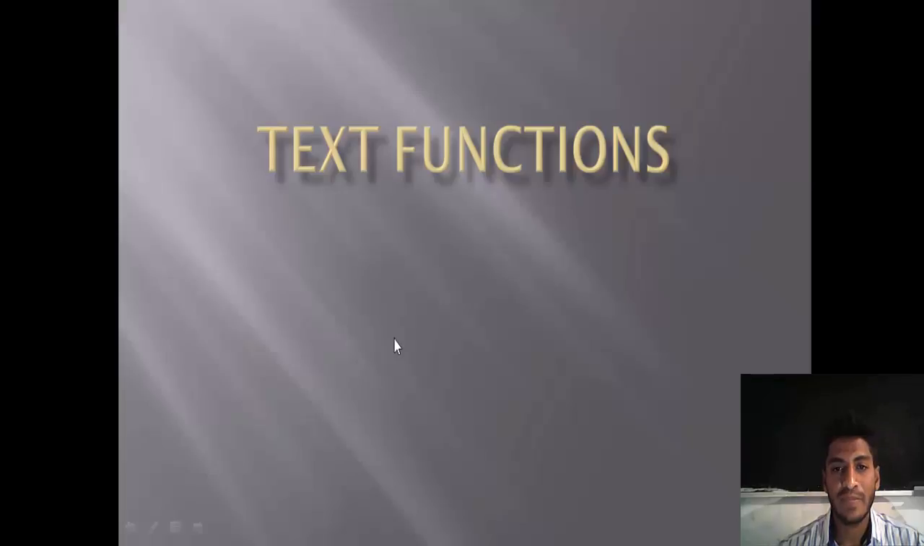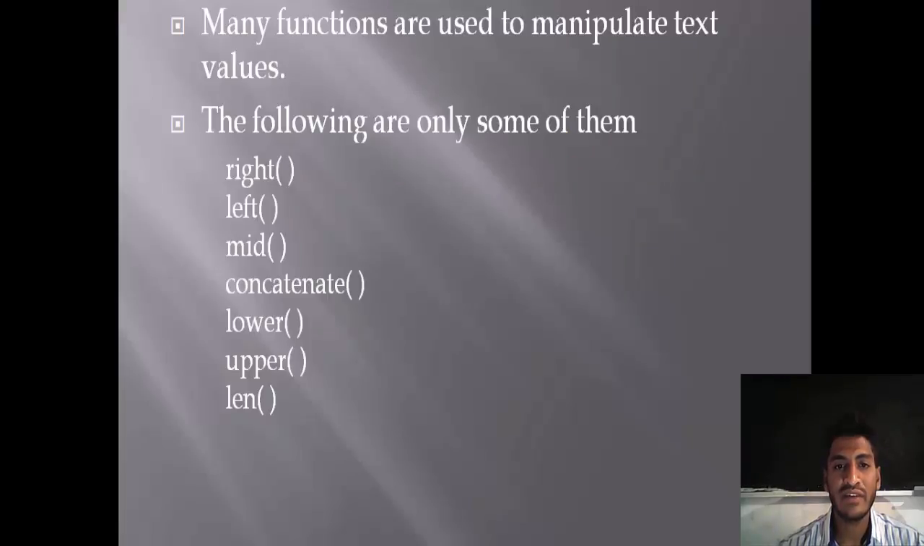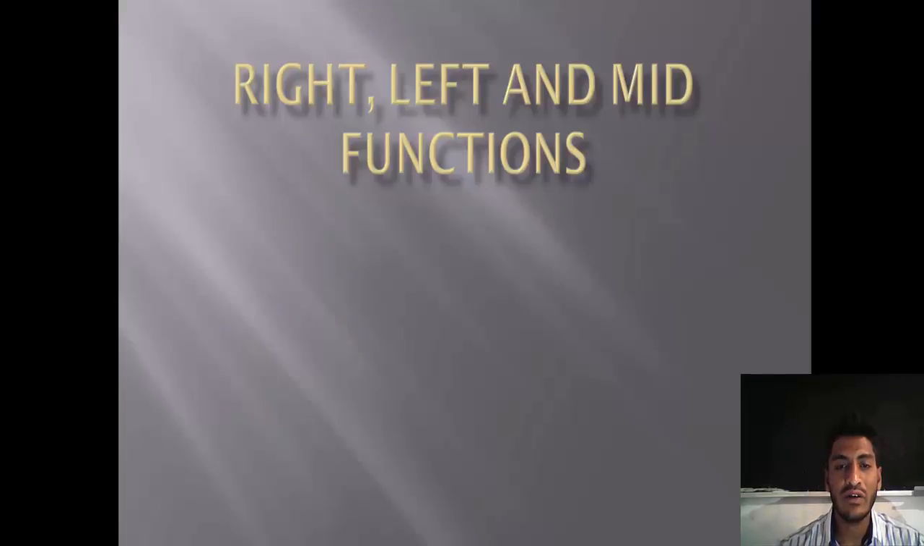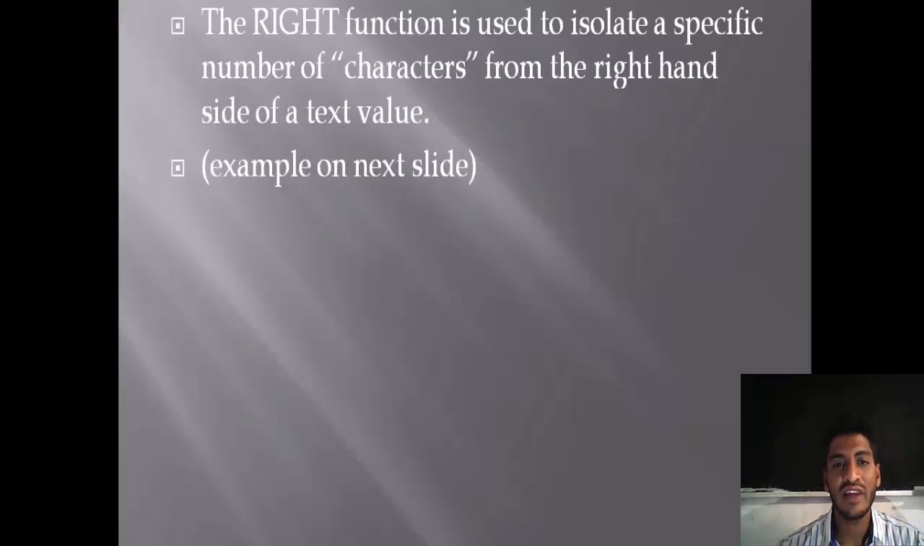Text functions. Many functions are used to manipulate text values. The following are only some of them: right, left, mid, concatenate, lower, upper, length. Right, left, and mid functions. The right function is used to isolate a specific number of characters from the right hand side of a text value.